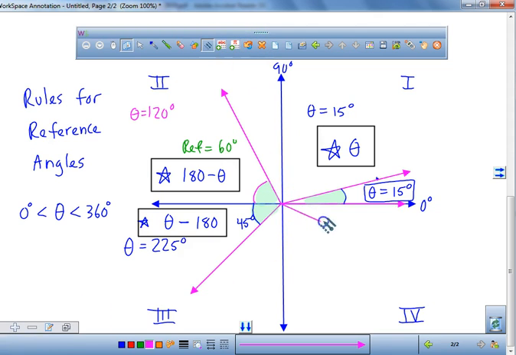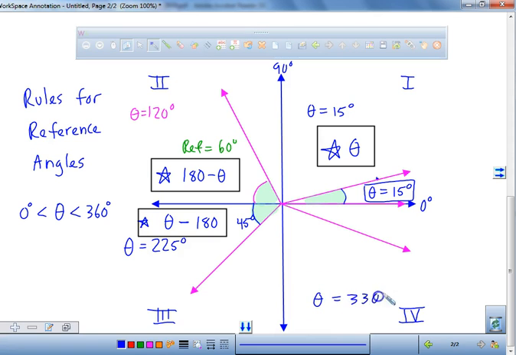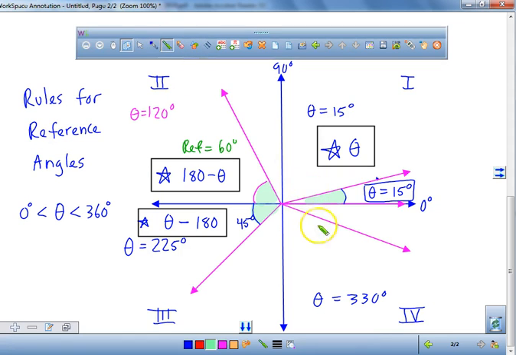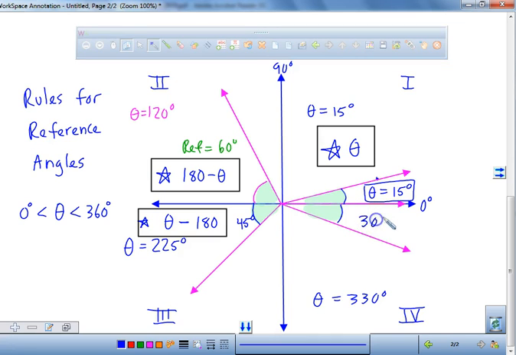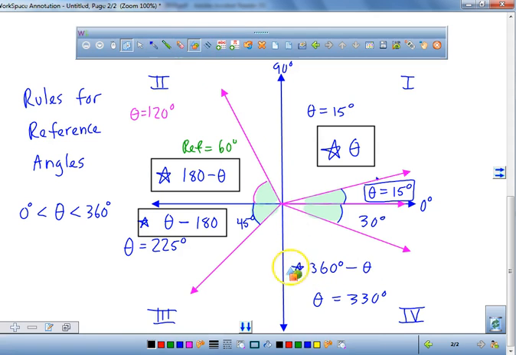Alright, and last but not least, what if we finish right over here and we finish right there, and I say all the way around, I say theta is equal to 330 degrees. You guys were able to get that pretty quickly. What was that answer? 30, right? That was 30 degrees. So our reference angle was 30 degrees. Here's the rule. 360 minus theta. That's the rule for quadrant number 4.